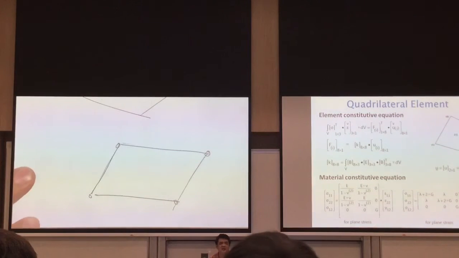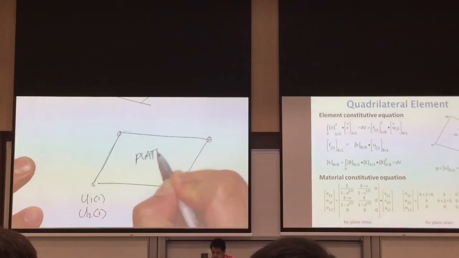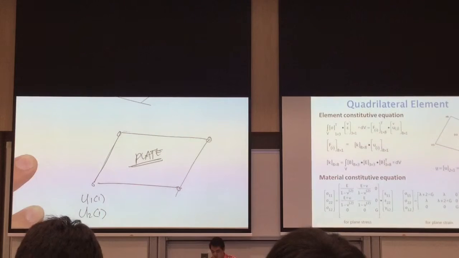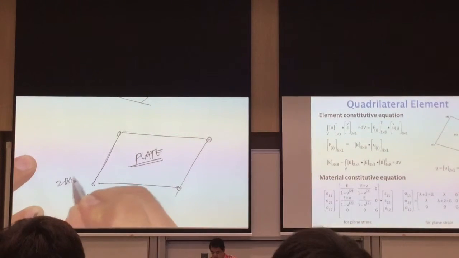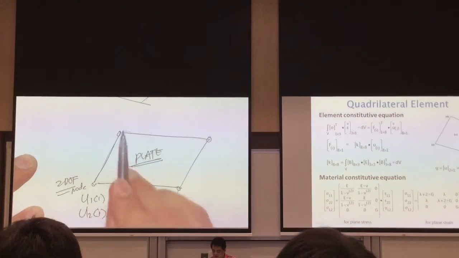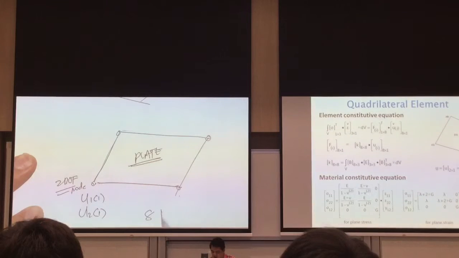For a quadrilateral element, we simply have U1 at 1 and U2 at 1. So this one is just for a plane. So we have 2 degrees of freedom per node. So you have 1, 2, 3, 4 nodes. So you have a total of 8 degrees of freedom per element.